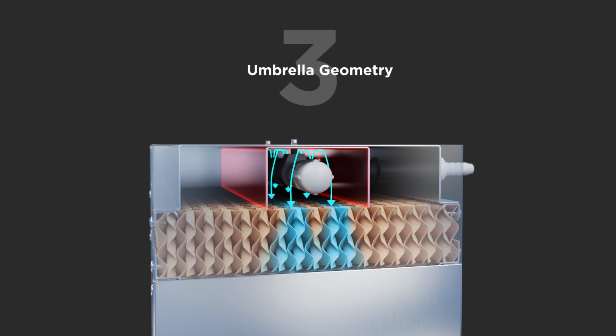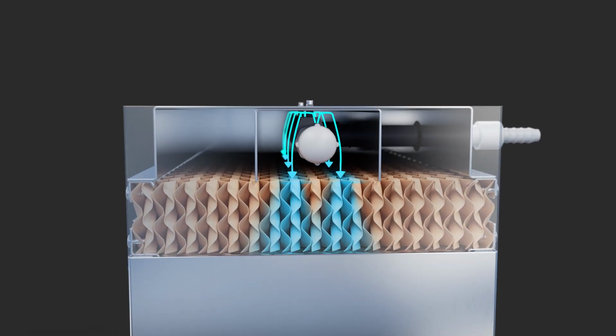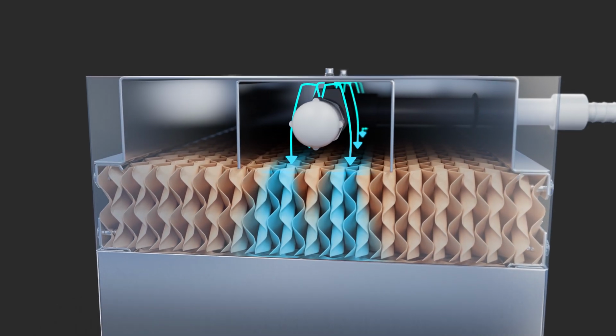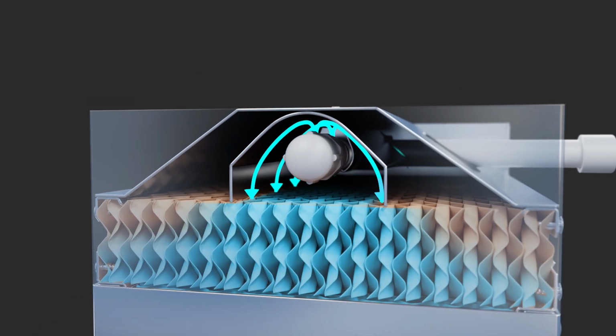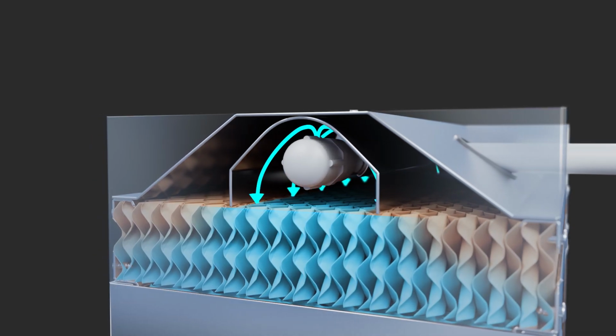Umbrella geometry. Square configurations with 90-degree angles allow water to collect, causing uneven distribution and the potential for localized pooling or flooding. Use 45-degree angle umbrellas to create a parabolic water stream and achieve even distribution.